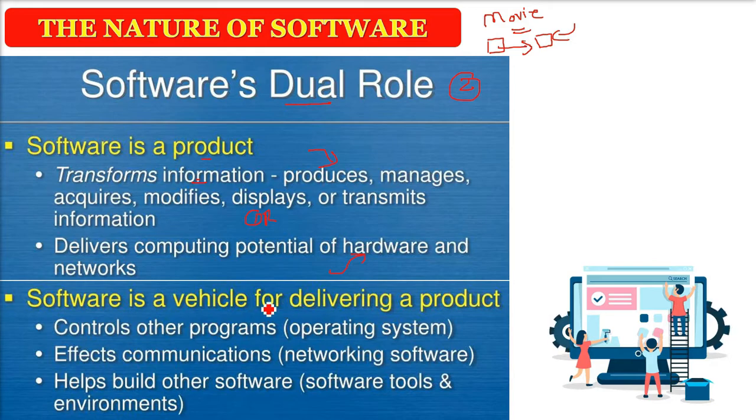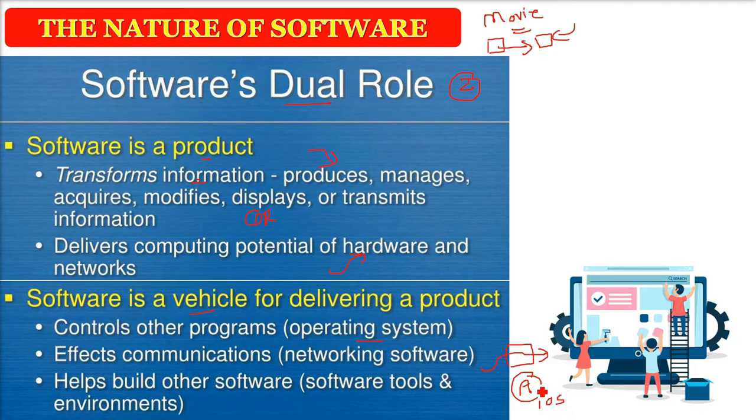But what is the second role? Software is a vehicle for delivering a product. Software itself is a product, but it also acts as a vehicle, like your car or your truck, for delivering a product. For example, an operating system. What is an operating system? It's a big giant framework that controls other programs. For example, Android, or iOS.